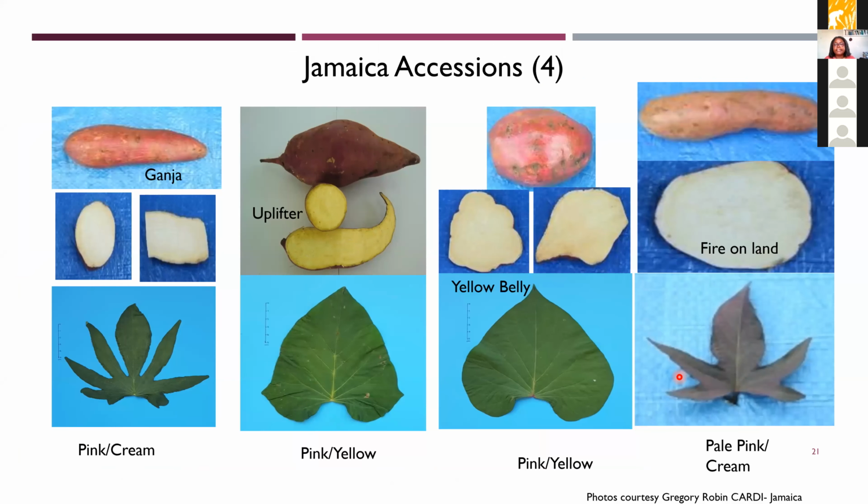And you can see the variation in leaf forms underneath here. From Jamaica, we had 4 accessions. We had Ganja, a lobe variety with pink skin and cream flesh. We had Uplifter, a pink or red skin with a very bright yellow flesh. We had Yellow Belly, again, somewhat circular in shape with pink skin and yellow flesh, pale yellow flesh. We had Fire on Land, and again, it's a lobe variety with pale pink skin and cream flesh.